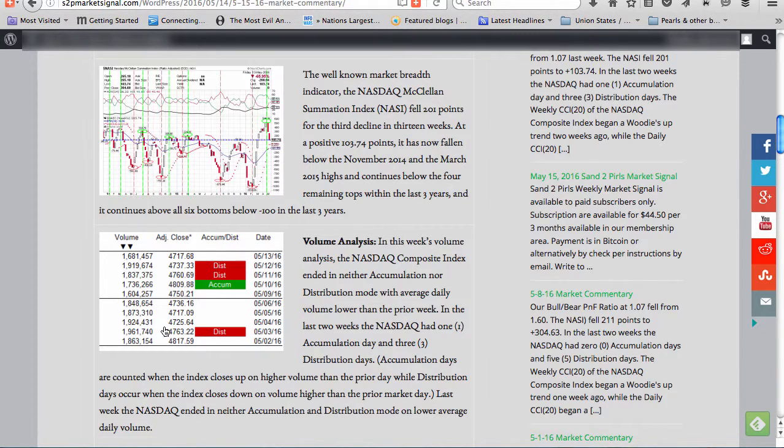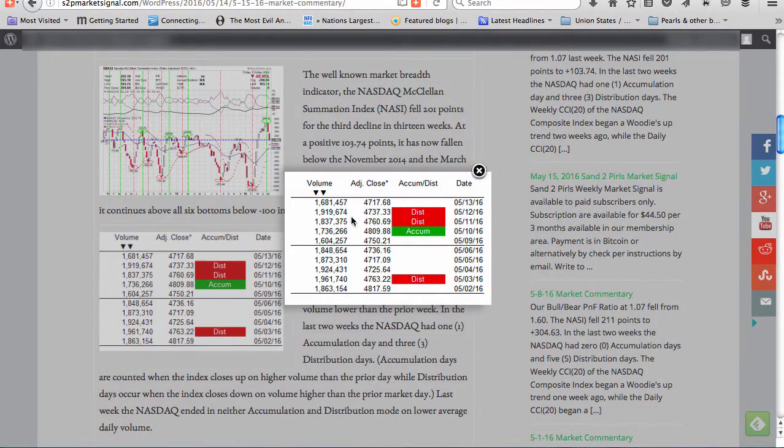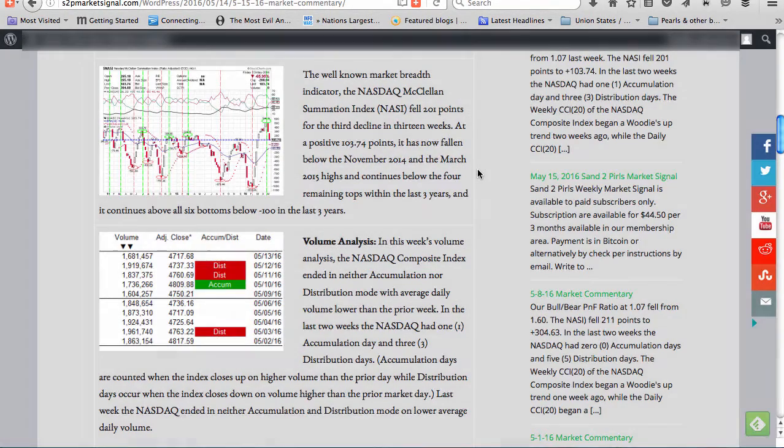Volume analysis. In this week's volume analysis, the Nasdaq Composite Index ended in neither accumulation nor distribution mode, with average daily volume lower than the prior week. In the last 2 weeks, the Nasdaq had 1 accumulation day and 3 distribution days.